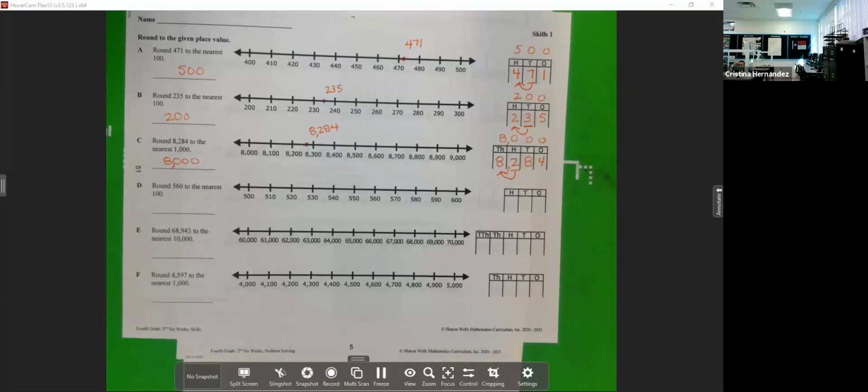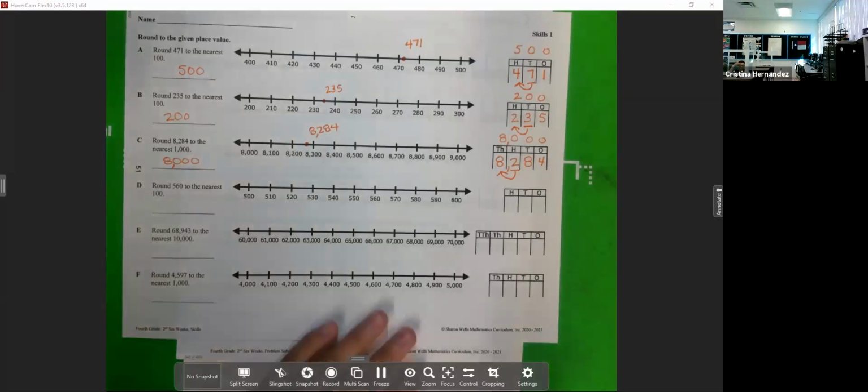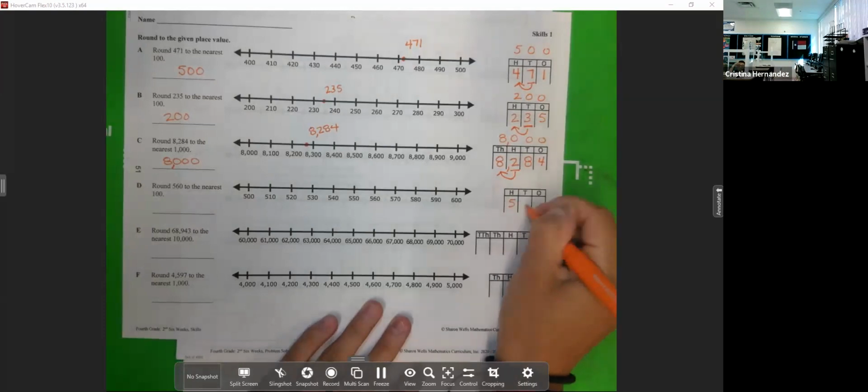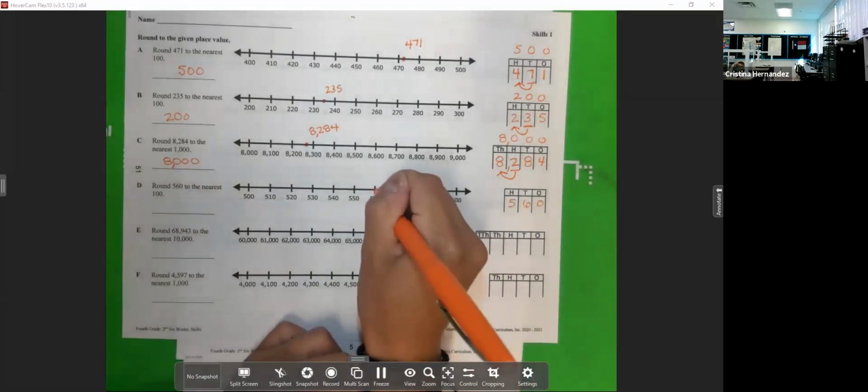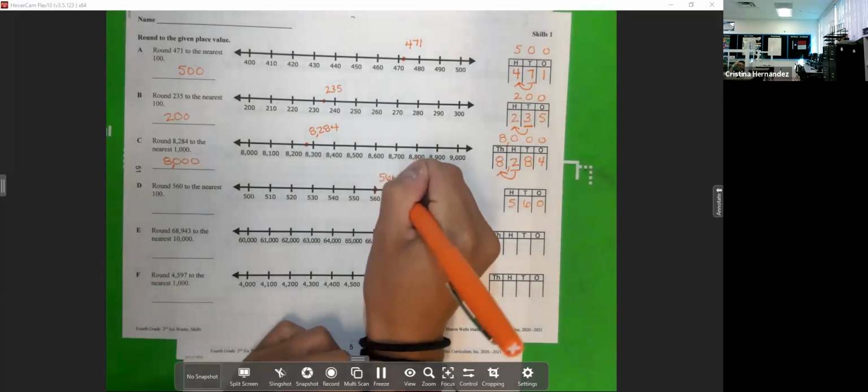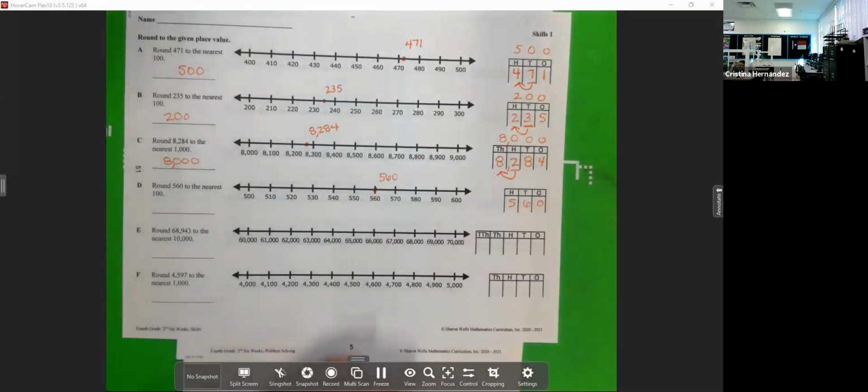Round 560 to the hundreds place. 560. It's right here. 560. What number's in the hundreds place for D? David, you can tell me.